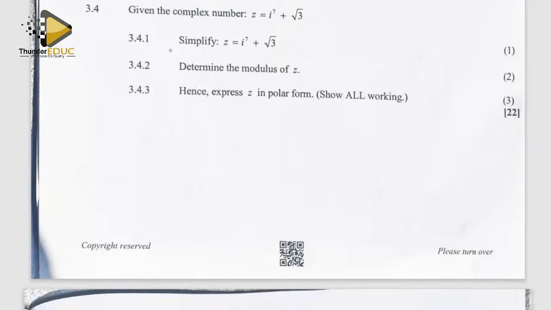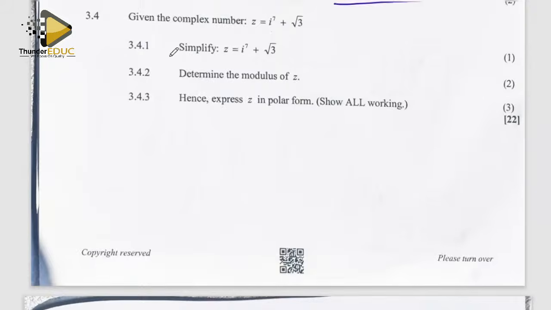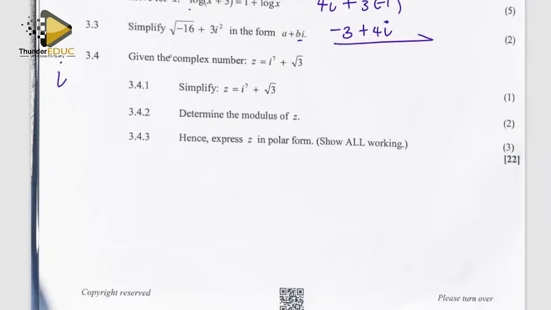Simplify this. Okay, so we need to simplify it. Since I squared gives us a negative 1, this is I to the 6 times I. So negative 1, and negative 1. What do we end up with? We're going to end up with still a negative, but with I. So we're going to have a negative I plus square root of 3. That is what the question wanted.